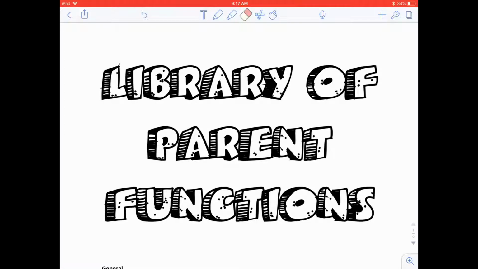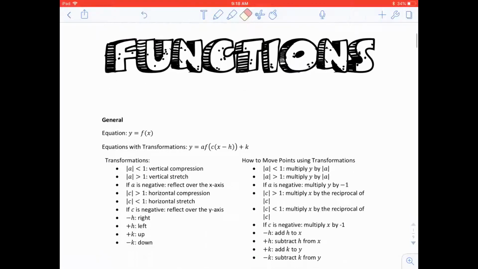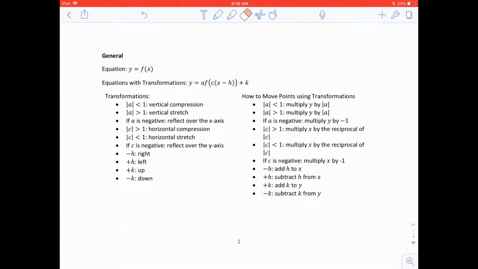All right, so in these notes, we're going to go over our packet that is a library of parent functions, so that you can see what the different parent functions are and what their transformations are. I gave you a menu of the different transformations listed here on the front page, and you can see that I did those with a general function.